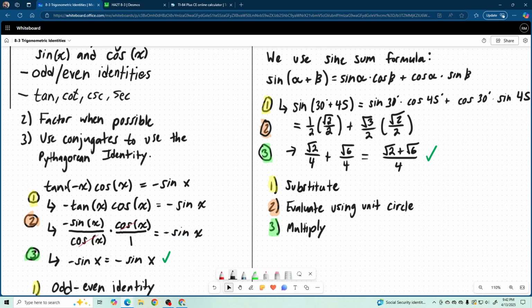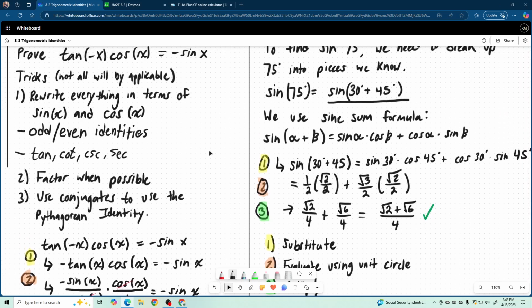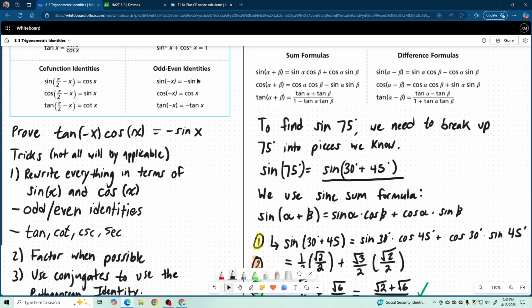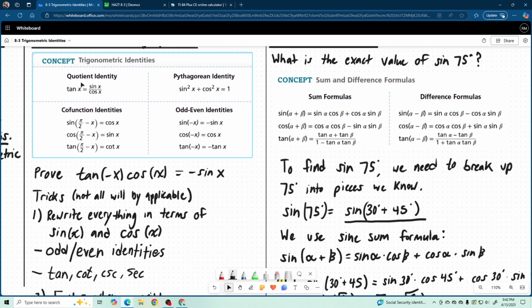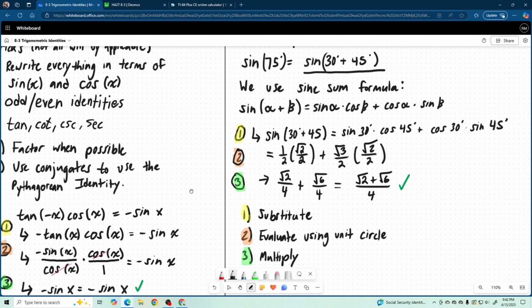So first, like I said, all we did is rewrite tangent using the odd function rule. Then now that we know this is negative tan of x, we can write this as negative sine over cosine, and then we cancel out our cosines, and that's it. That was a pretty simple one, but we got to use our odd-even identities and our quotient identity, so we got to use a couple of them, right?